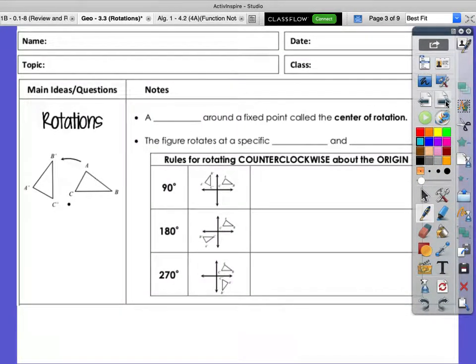Students will be able to make rotations on a graph. Okay, we're gonna look at rotations today.